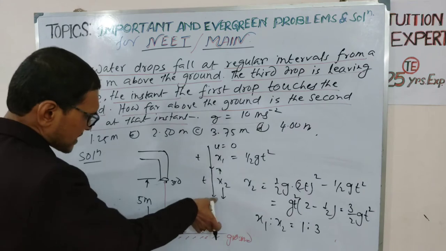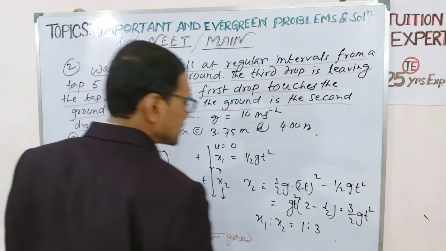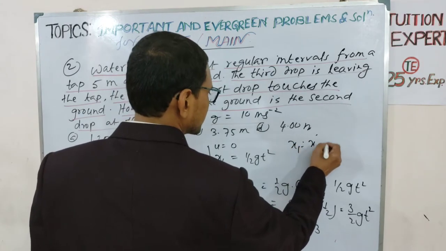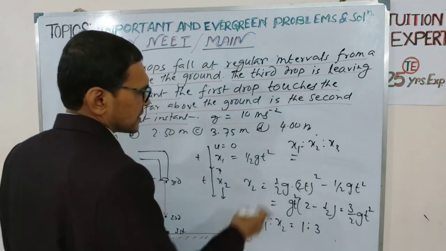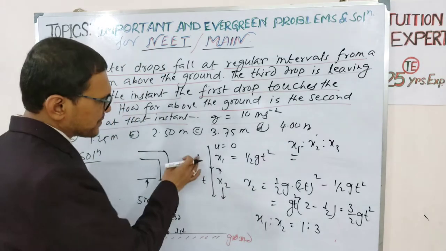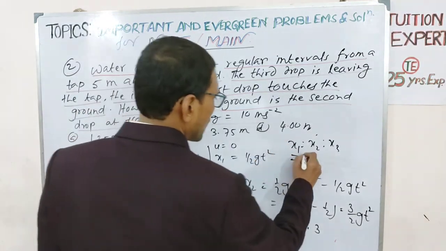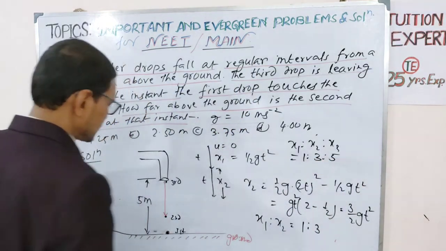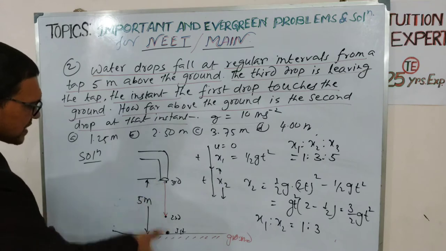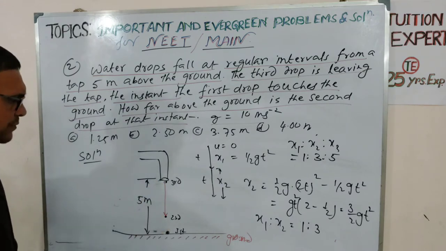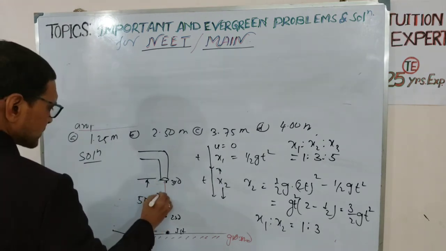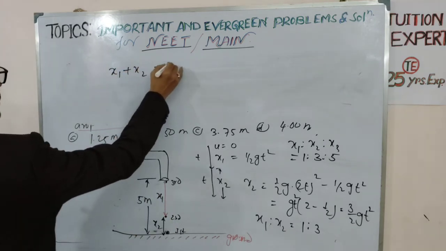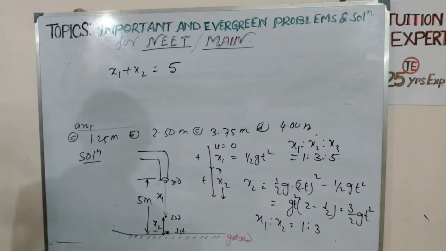So what is the ratio? x1 is to x2 equals 1 is to 3. In the next t second the distance traveled will be 5, so the distance traveled in successive t seconds is in the ratio 1 is to 3 is to 5. This will be the ratio. Here we have to consider the first 2 successive intervals. The first distance is x1, and this distance is x2, with total distance equal to 5.